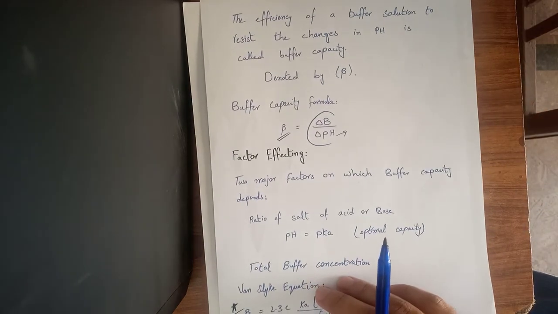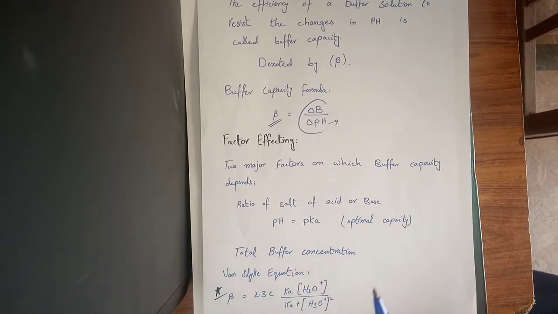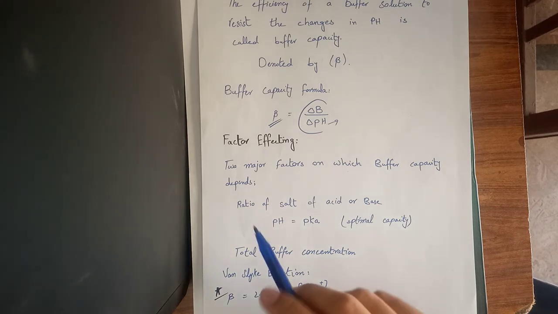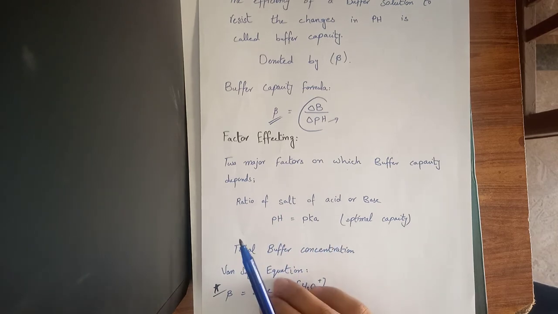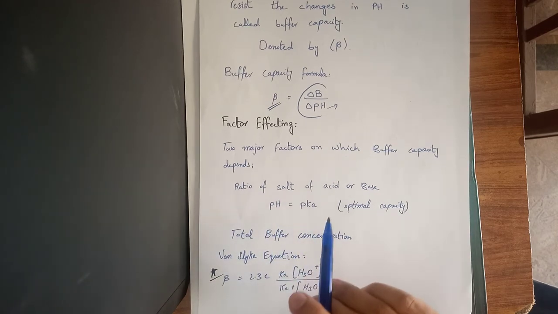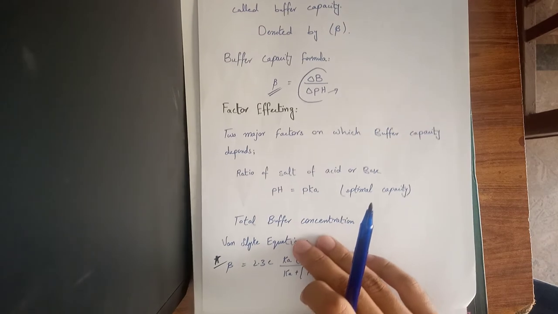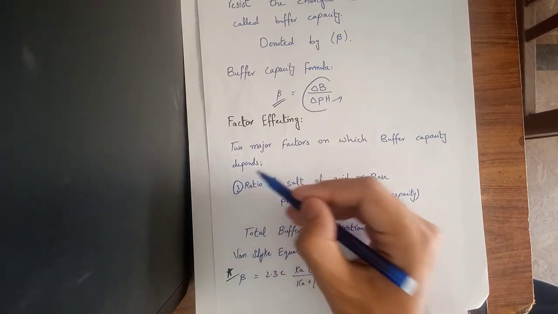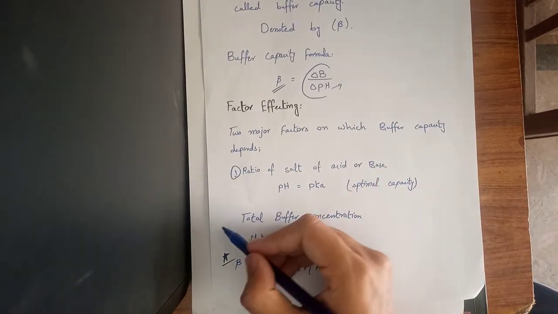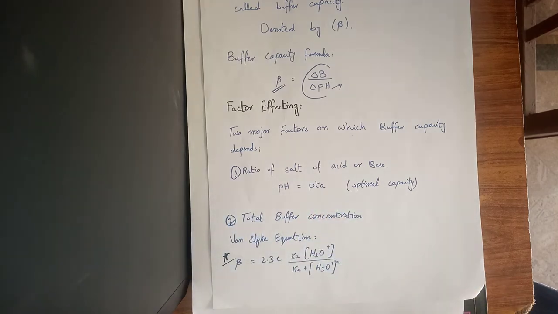A lot of factors affect buffer capacity, meaning efficiency. The efficiency is never 100%, but it is around 70 to 80% efficient. Two major factors on which buffer capacity depends: the ratio of salt, and the amount of acid or base we are adding to any solution. This is factor number one. The other factor is the total buffer concentration.